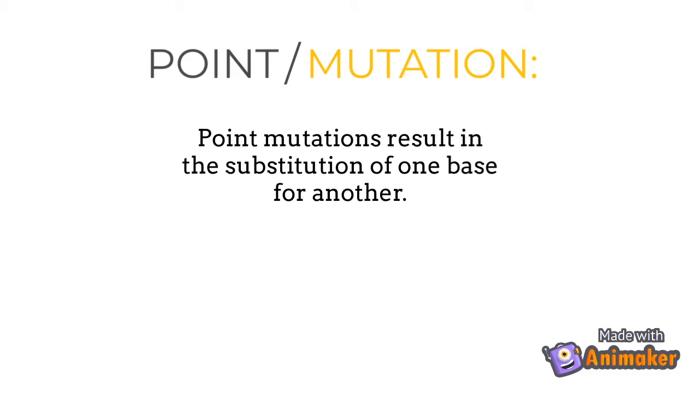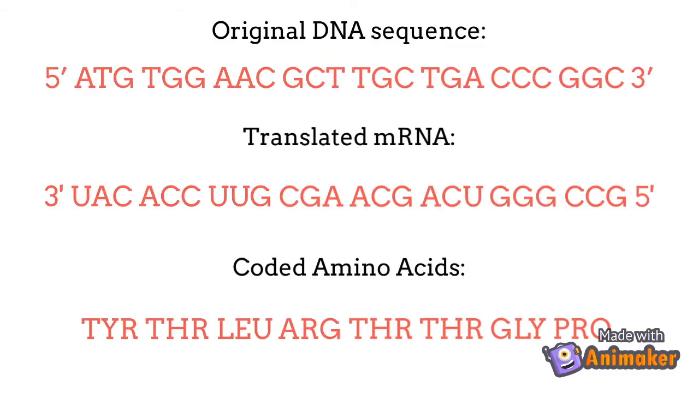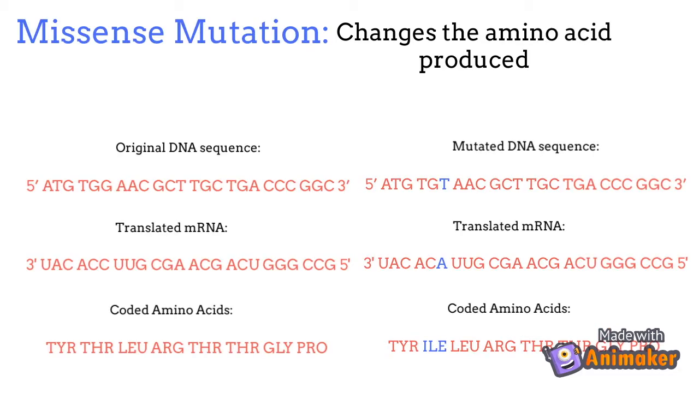For example, if we take this sequence, which is already translated and given its respective amino acids, and we put it through missense mutation, it will look like this. This type of mutation alters the amino acid produced. Here, we can see that this guanine underwent transition and resulted in an adenine. Once this is translated and coded for its amino acid, we see that instead of threonine, we get isoleucine.